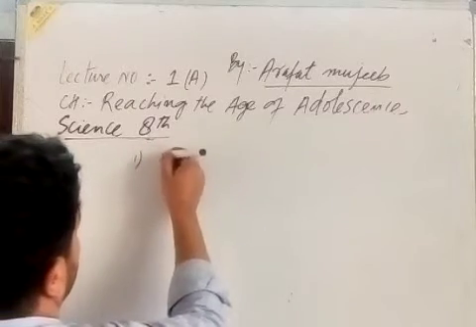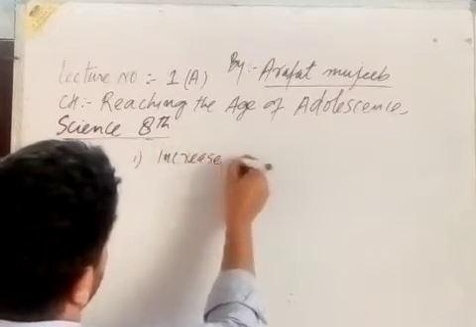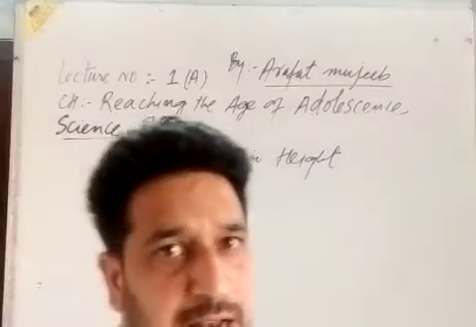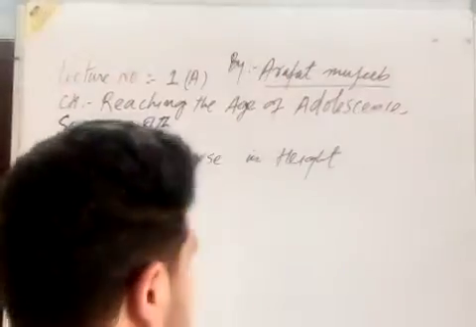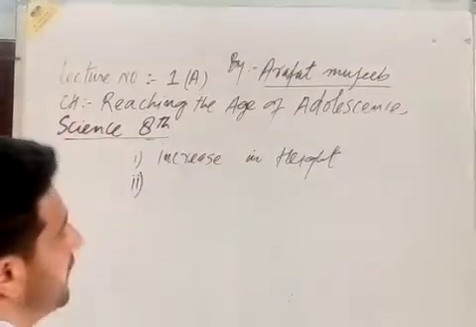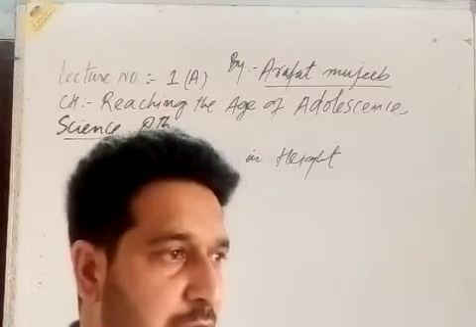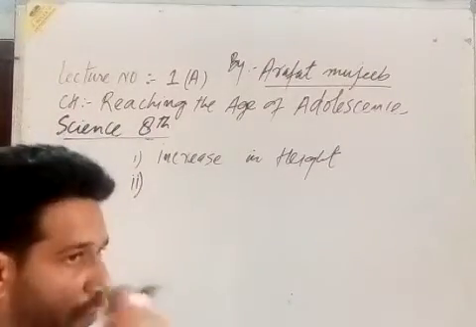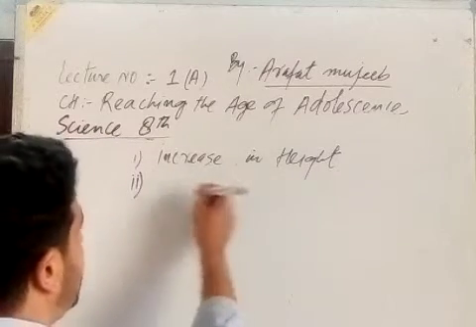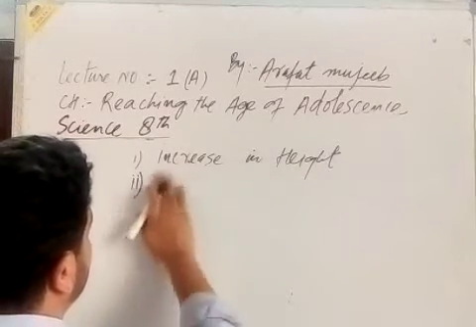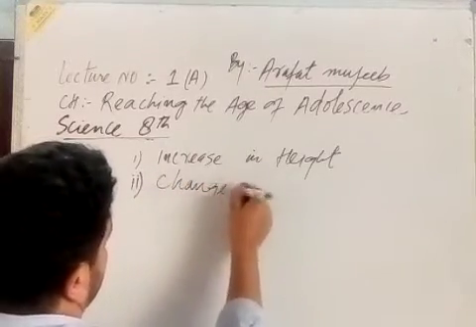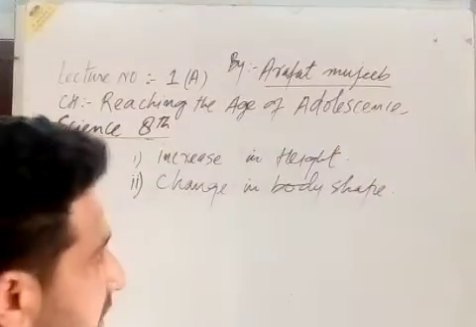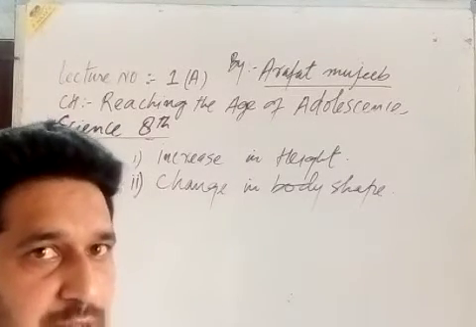Number 1 is the increase in height. Height increases, and this is noticed first in both boy child and girl child. Second, during the period of adolescence, what changes are often noticed physically? Change in body shape. The body shape changes, and the body parts change; this is seen.